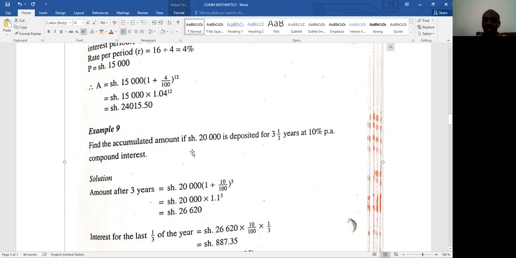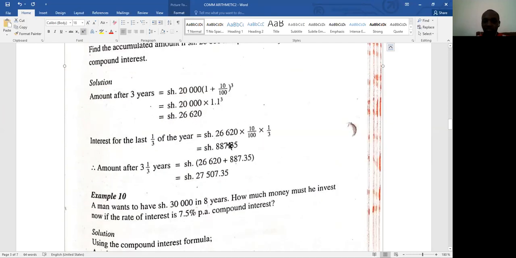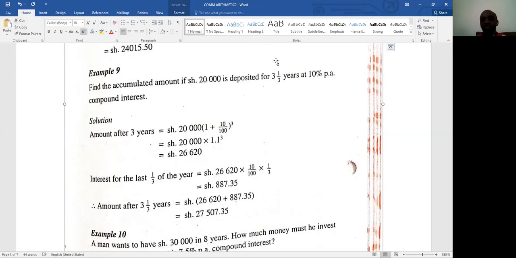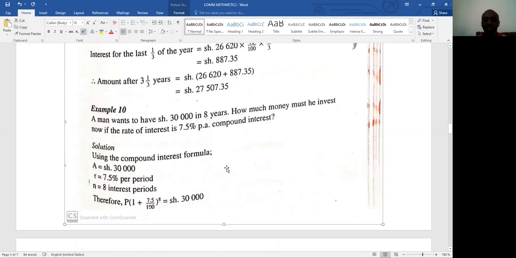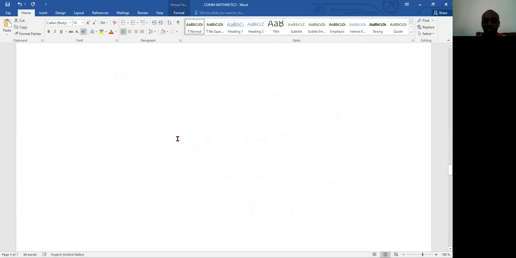Find the accumulated amount if 20 interest is deposited for 3 and 1/3 years. This one is direct, so we just feed it in. They have done 3 years and then a third of a year, which you can also get by changing this into an improper fraction.